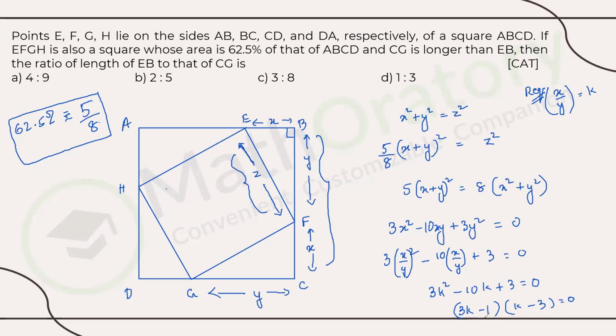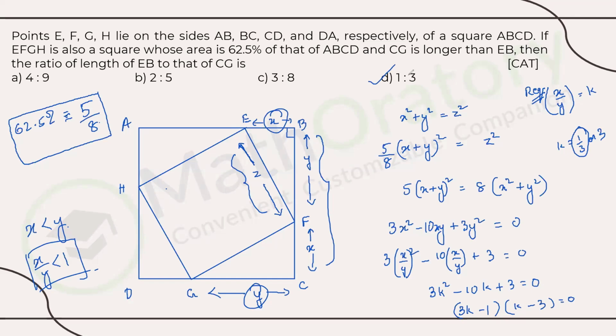So now we have two possibilities, right? We are getting k is equal to 1 by 3 or 3. These are the two possibilities. But remember, the question already told us that EB is less than CG, right? CG is longer than EB. And EB is x and CG is y. So we have x less than y, implying x by y should be less than 1. So our k should be less than 1, so our answer should be 1 by 3. That confusion will not arise because we don't have 3:1 as an option. So the answer is 1:3.